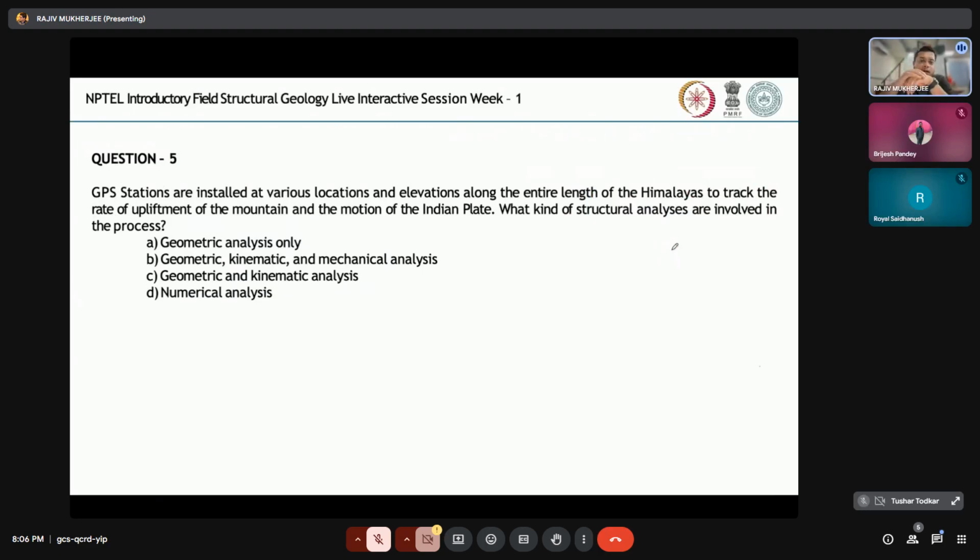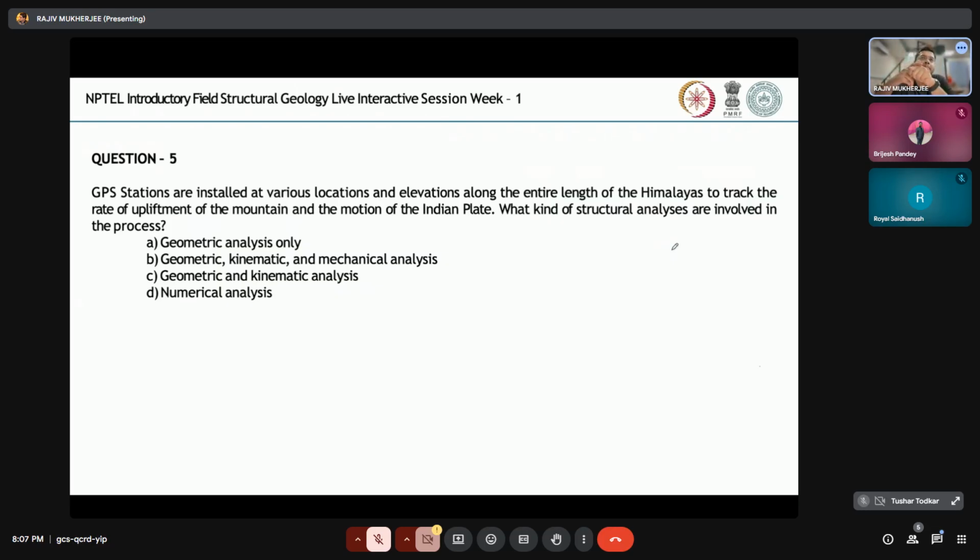GPS stations are installed at various locations and elevations along the entire length of the Himalaya to track the rate of upliftment of the mountain and the motion of the Indian plate. So what kind of structural analyses are involved in the process? Geometric analysis, geometric, kinematic and mechanical analysis, geometric and kinematic analysis, and option B, numerical analysis. Right? So let me just give you the premise. Geometric analysis, that means observing the geometry, right?